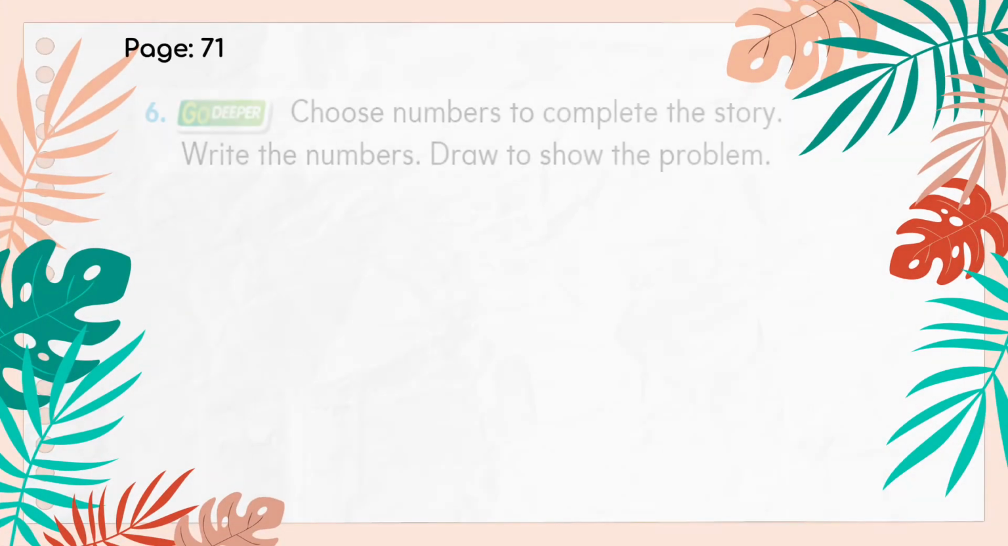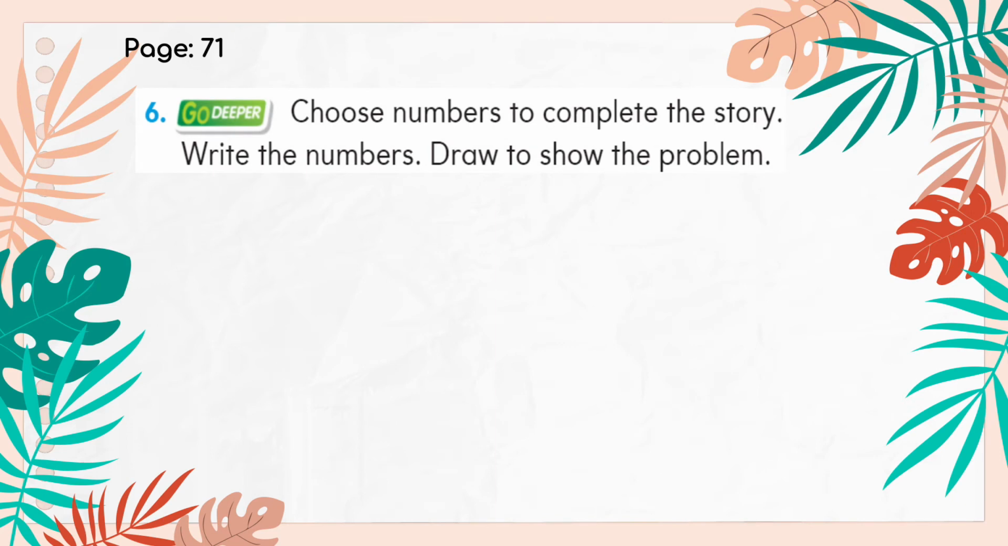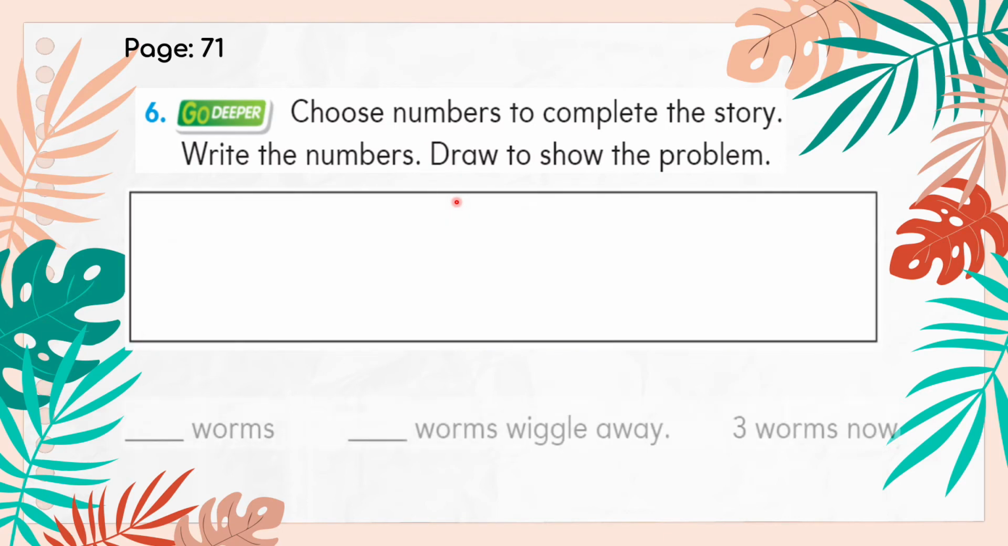On the same page 71, looking at question 6, choose numbers to complete this story. Write the numbers. Draw to show the problem. Now in the question here, you have to look for a number of worms and then some of those worms are going to wiggle away so that you have 3 worms left. So the only part that is given in the question is that you should have 3 worms at the end. So we are going to start with a number of worms. Let's see how many worms we have here.